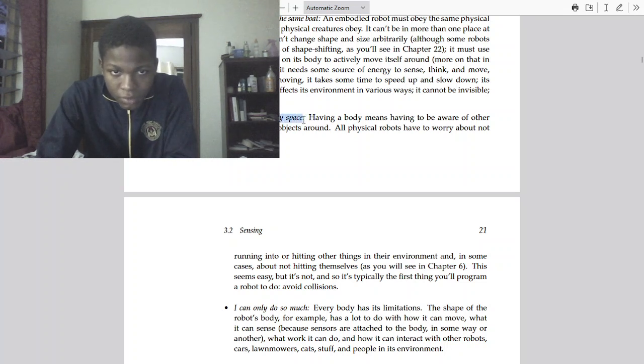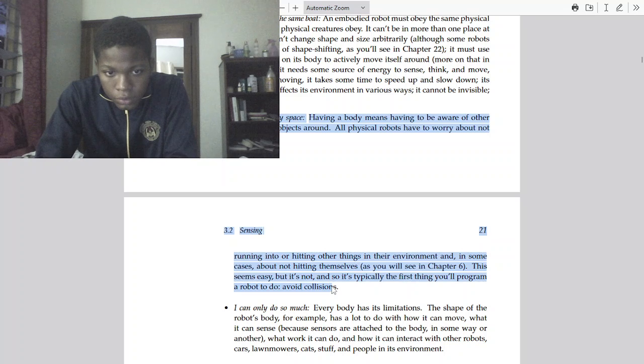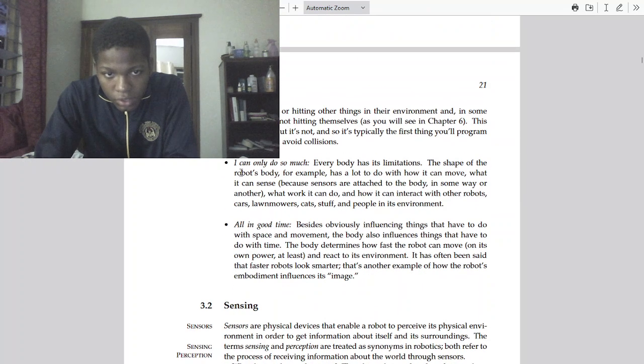You're in my space, this section right here. Alright. And next, I can only do so much. Everybody has limitations. The shape of the robot's body, for example, has a lot to do with how it can move, what it can sense, because senses are attached to the body in some way or another, what work it can do, and how it can interact with other robots, cars, lawnmowers, cats, and people in its environment.